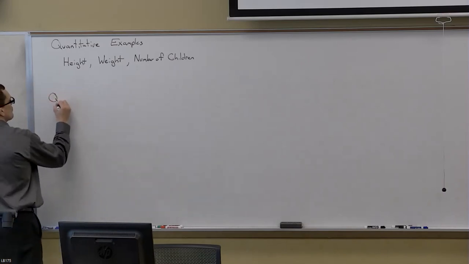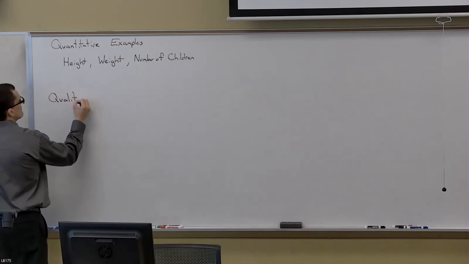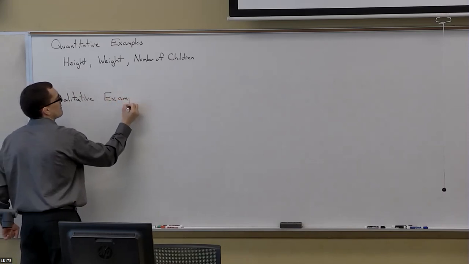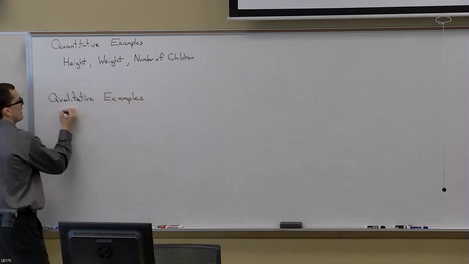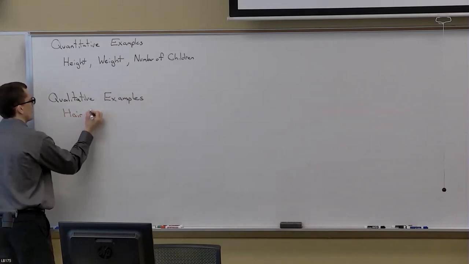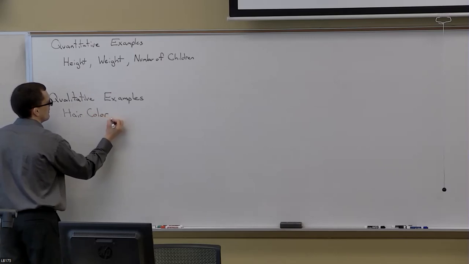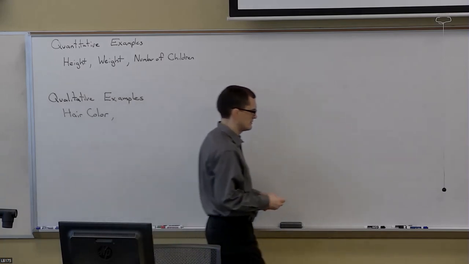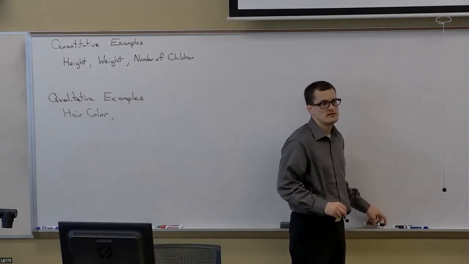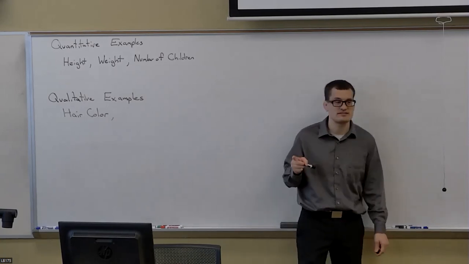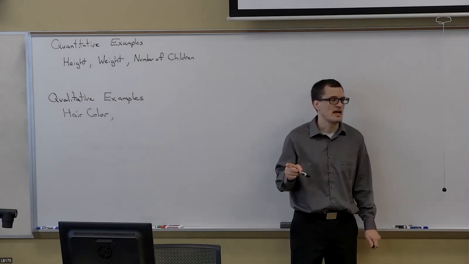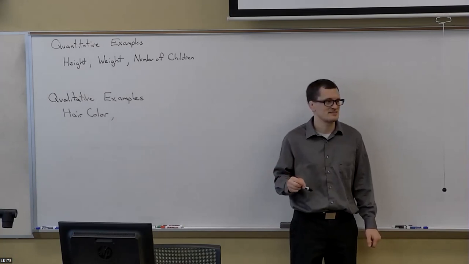Now, let's do some qualitative examples. I already mentioned the one earlier of hair color. Hair color, pretty straightforward. It's a color of hair. It's not quantitative because it's not a number value, right? Usually. And we can force a number value onto it, but it doesn't do any good.